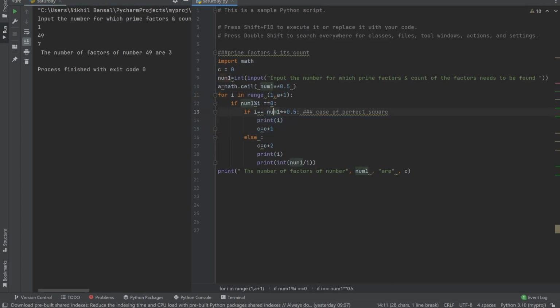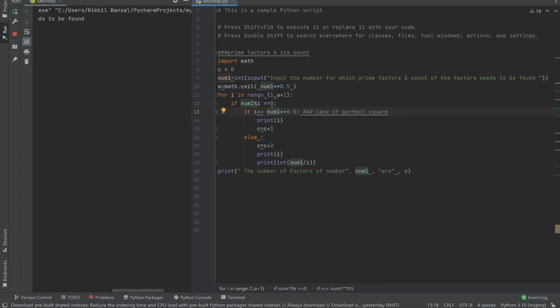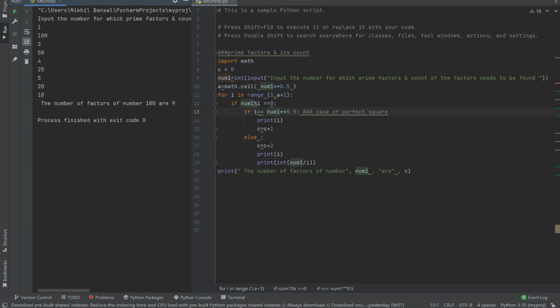Let's try to run this one more time. Let's try to find out for the number 100, which is a perfect square. So 1, 100, 2, 50, 10. Yeah, look over here. The 10 comes over here only once and the number of factors of the number 100 is 9.